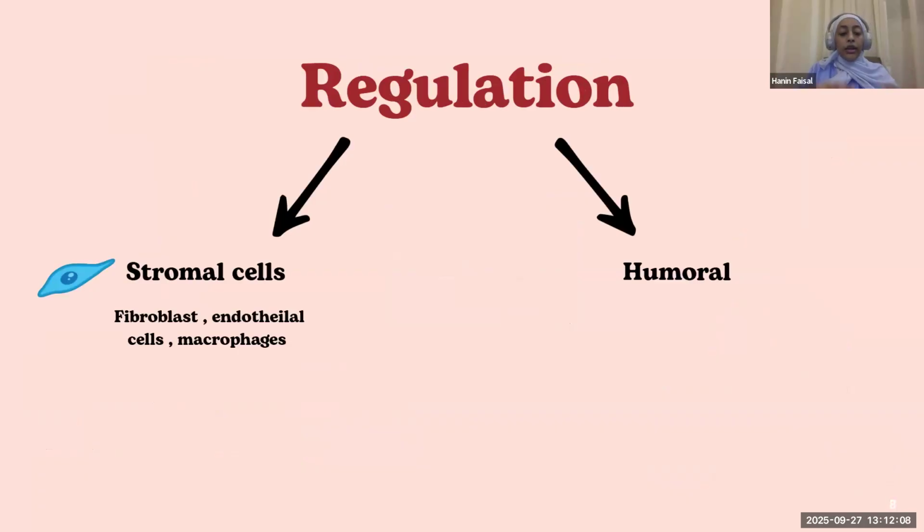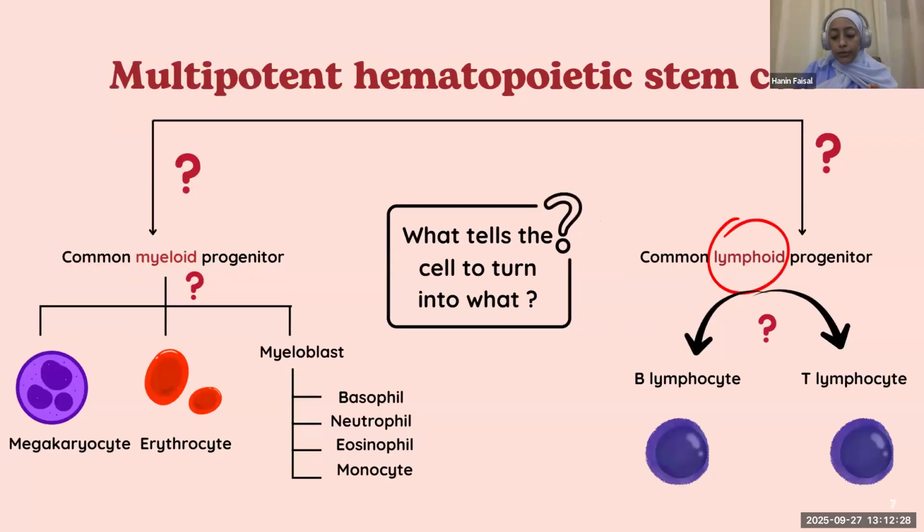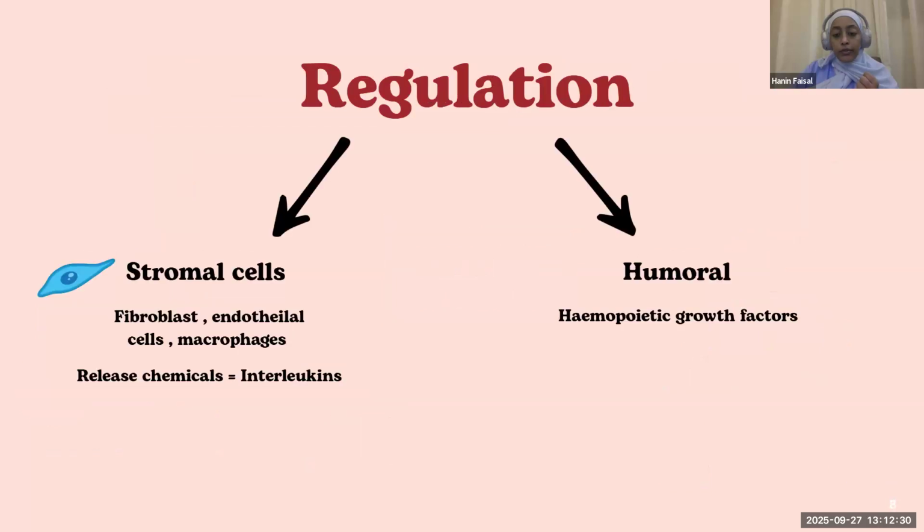Let's start with stromal first. Stroma cells are basically your endothelial cells, your macrophages, and your fibroblasts. Usually, they can secrete chemicals, for example, interleukins, and those interleukins can act on the stem cell and tell it, for example, to change into a specific thing. And we'll talk more about those specific things in the upcoming slides. For humoral, it's more about the hormones.